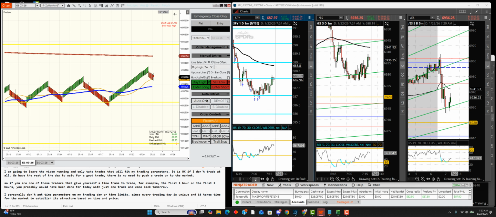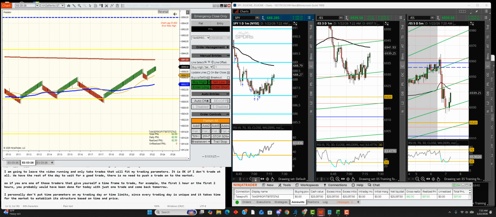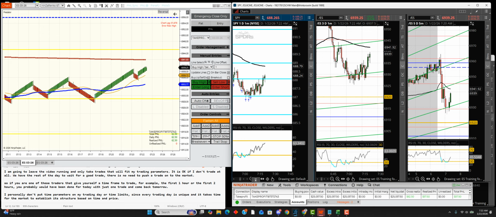Now, if this thing breaks here, the probability for it to go to the 689 level and touch the VWAP up too as well. So now I've put 2 points for my profit target. If I had put 1 point, I would have taken this trade right here. Just a quick in and out trade, because it's a continuation trade.